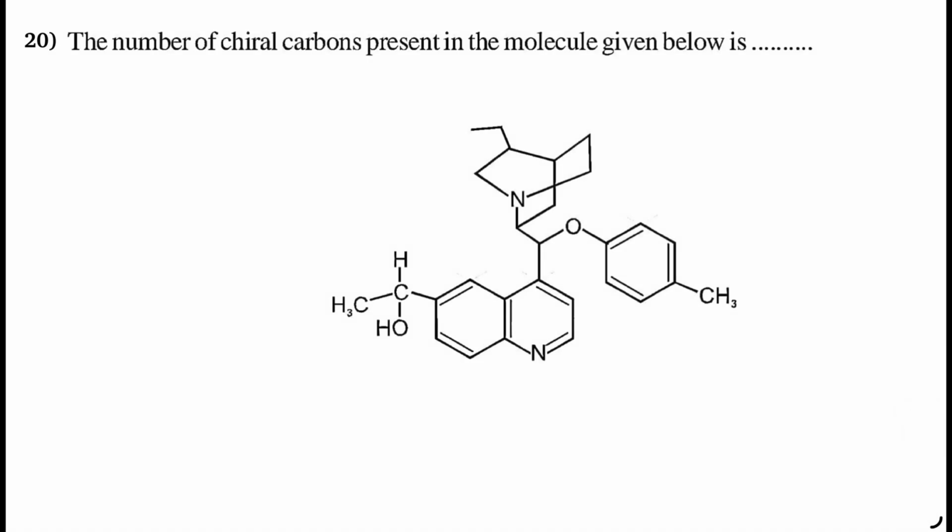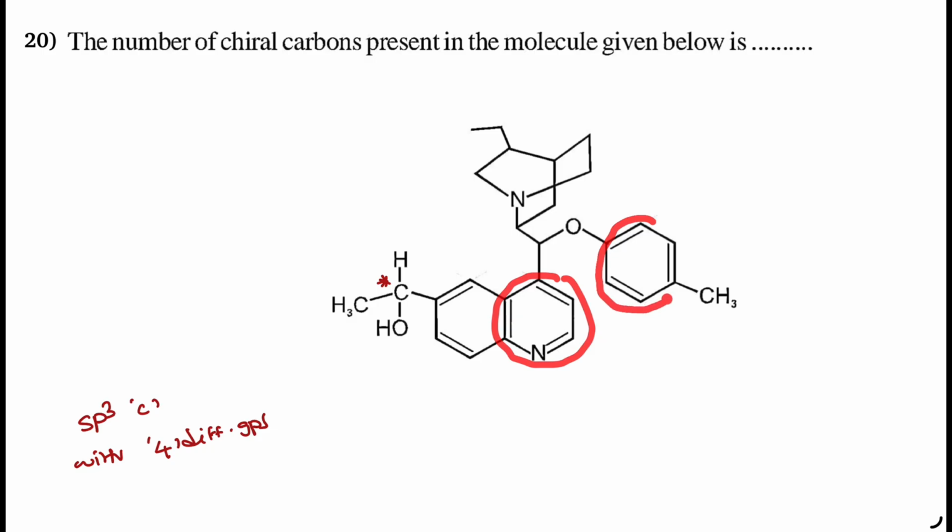Next, the number of chiral carbons present in the molecule given below. Chiral carbons: sp3 carbon with 4 different groups. So it is satisfying the definition, sp3 carbon with 4 different groups. Forget about all these carbons because they are sp2. Even ignore these, they are sp2. This is also ignored because that is also sp2. This is ignored because hydrogens are repeated.